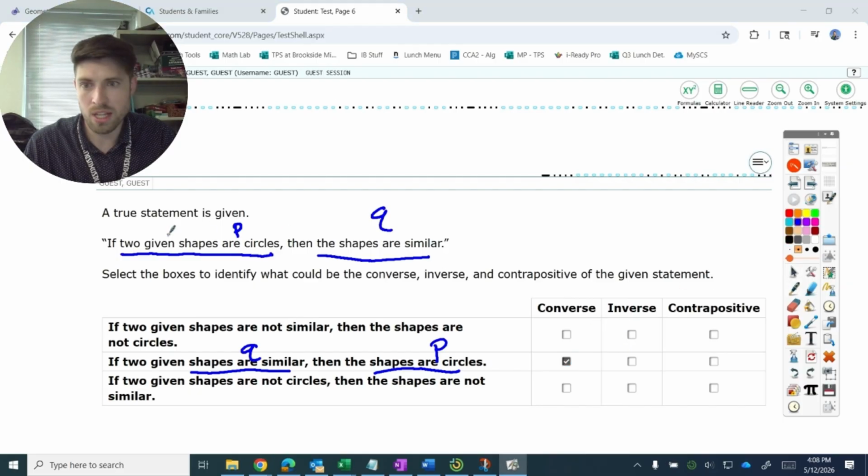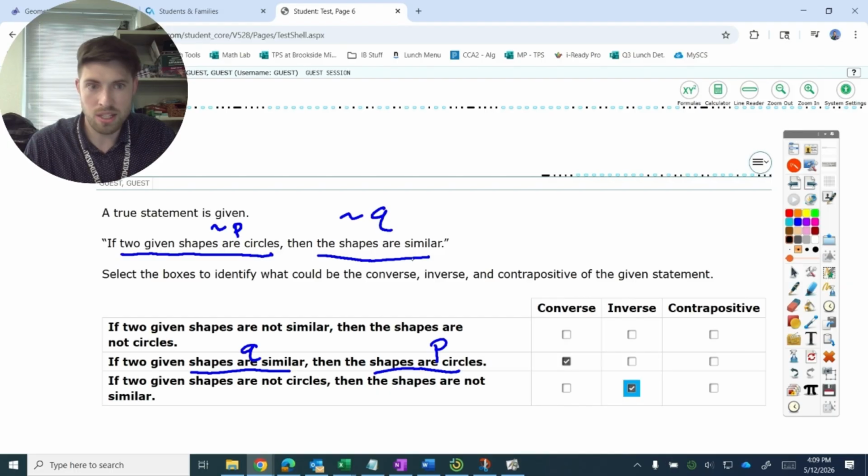The inverse is we take our two statements and we negate them. We keep the order, but we say if not two given shapes are circles, then not the shapes are similar. However, they'll put that a little bit more grammatically correct than what I just said. We just need to make sure that this order maintains P then Q, but with those nots. So if not two given shapes are circles, then the shapes are not similar. And so that's going to be our inverse.